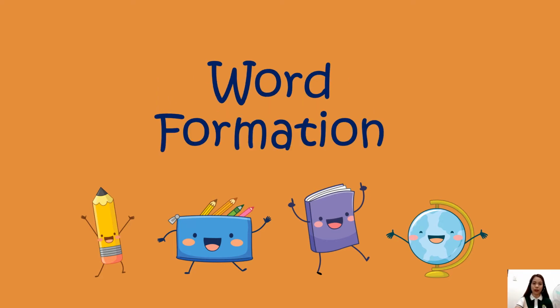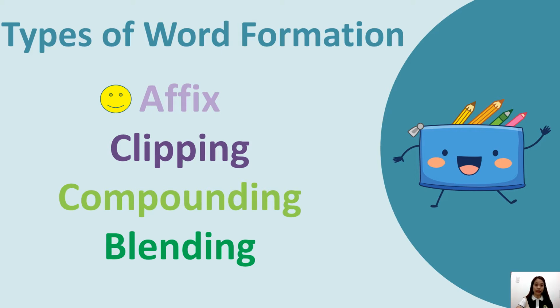So, today we're going to continue our lesson last year about word formation. So, we have the types of word formation. We have affix, clipping, compounding, and blending. Remember, we already discussed the two types of affix, right? The suffix and the prefix. Now, we're going to discuss how to use clipping, compounding, and blending, all right?